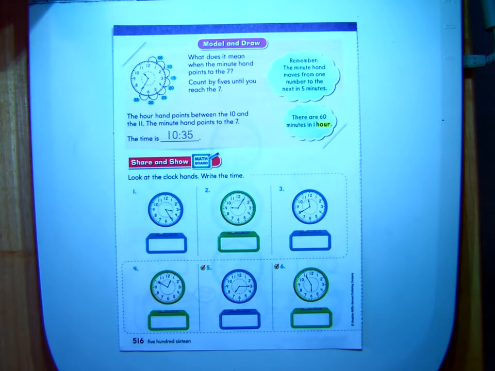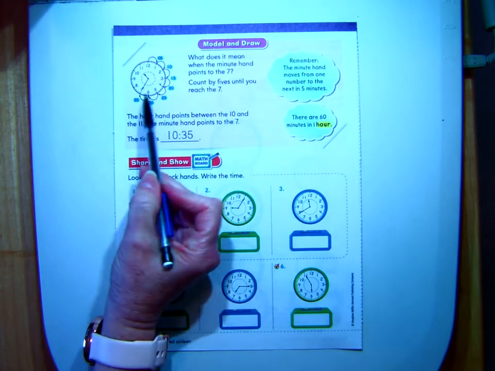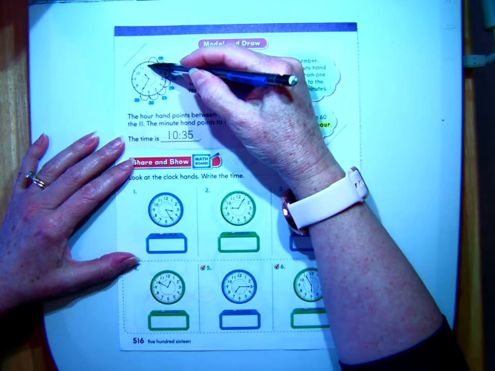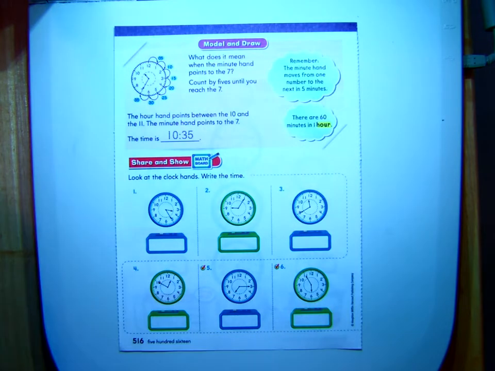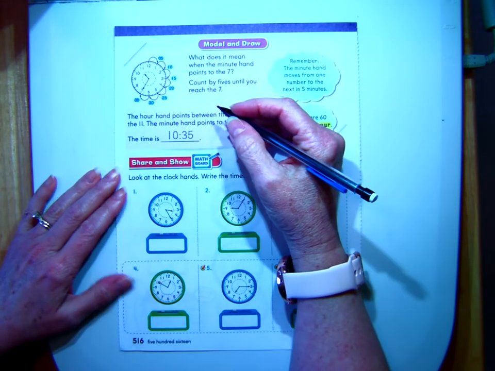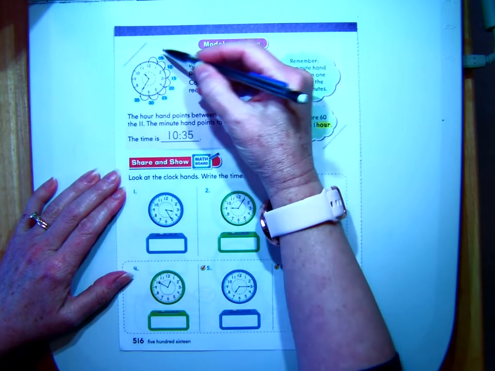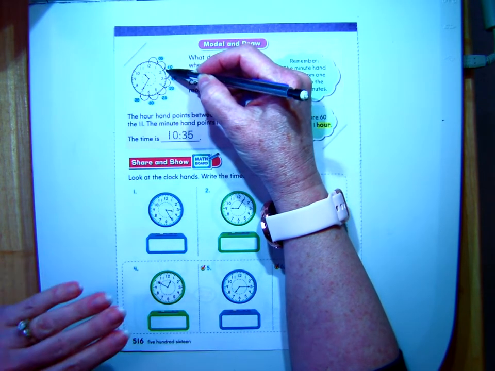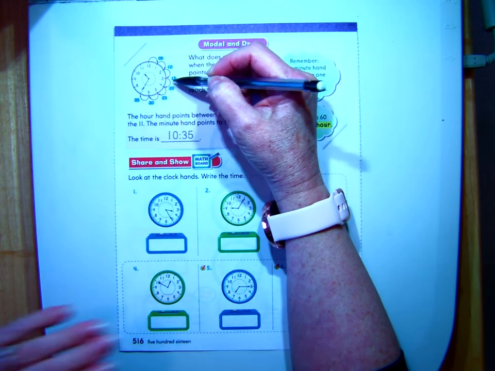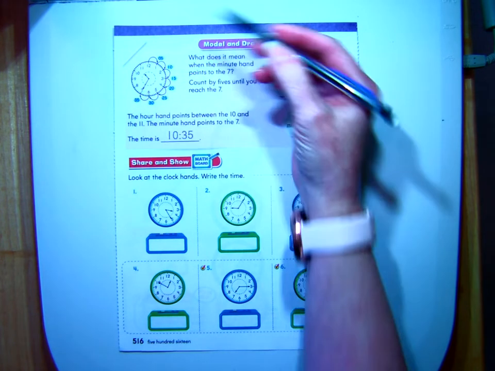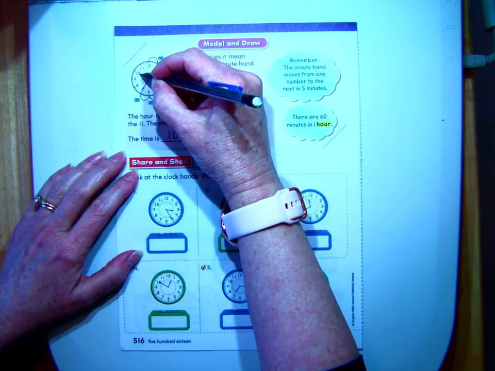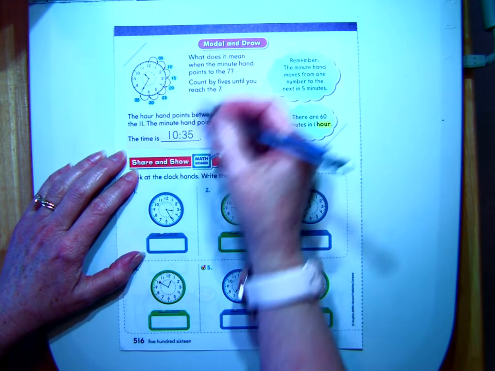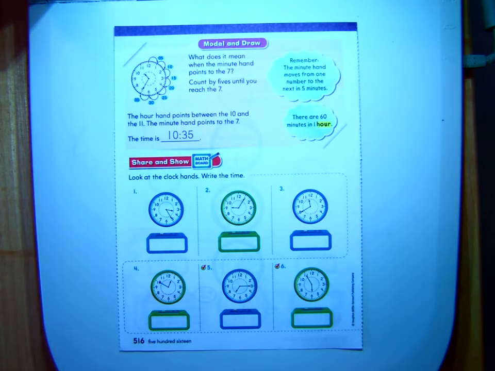So this says, when the minute hand points to 7, what does that mean? Well, each of these jumps in between every number, it takes 5 minutes for the minute hand to move from one number to the next number. So from 12 to 1, 5 minutes has gone by. This is 5 more minutes. So 5, 10, 15, 20, 25, 30, 35. So the short hand is close to 10, and then the long hand is at 35. So the time is 10:35.